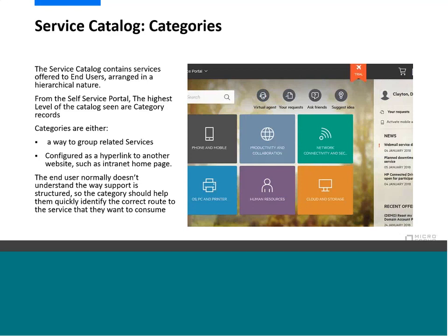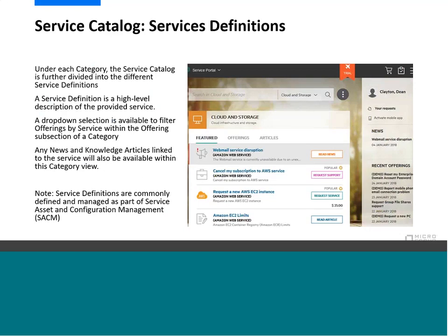Underneath those categories, we then get into our service definitions. So our service definitions are really the way that we group our various services that are delivered by the business. And as part of those service definitions, they're more commonly aligned with when we talk about SACM, Service Asset Configuration Management, or CMDB, as some people do, and tends to be the business services that IT support. From the point of view of the end user catalog, you can have many services underneath the category, and likewise, not just offerings in the catalog, but also news and knowledge articles could be linked to those services.